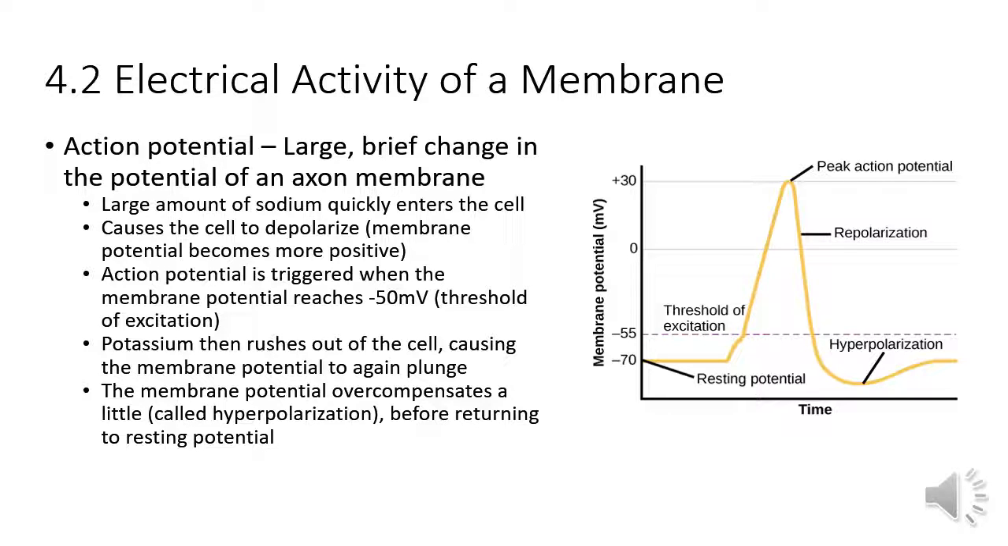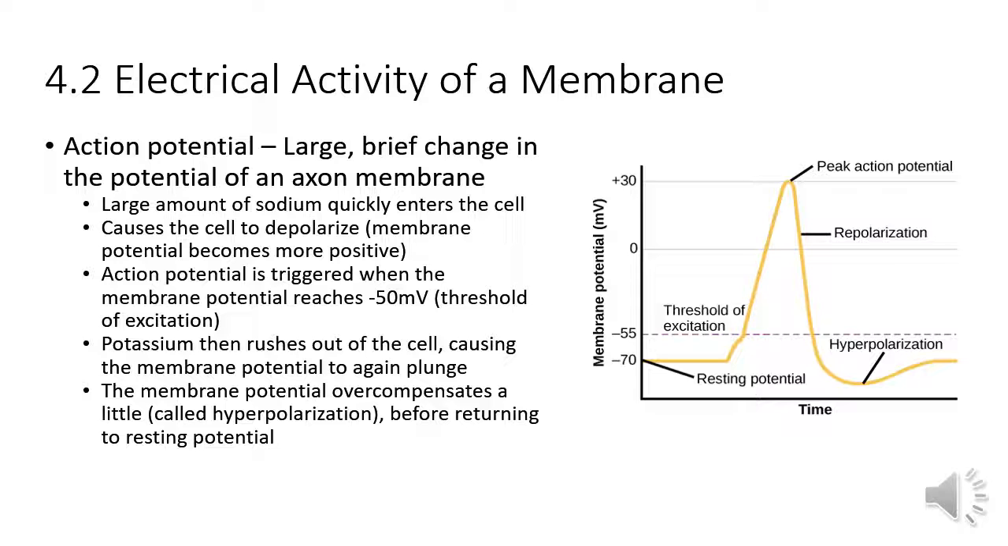An action potential is essentially the basis of a cell signal. It is a large, brief change in the potential of an axon membrane. During an action potential, the membrane potential becomes much more positive, up to positive 30 millivolts. To cause this, a large amount of sodium quickly enters the cell. This causes the cell to depolarize. The membrane potential becomes very positive, as you can see in the figure on the right.